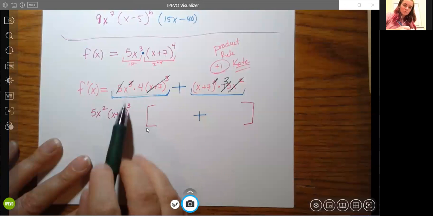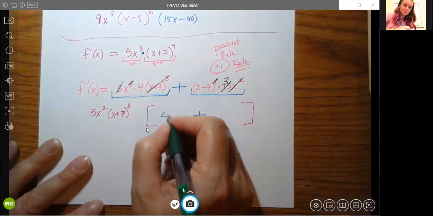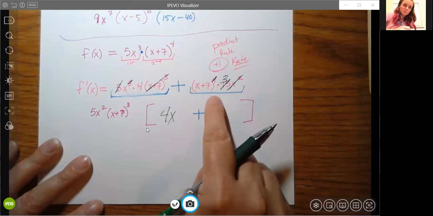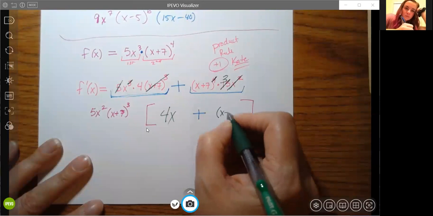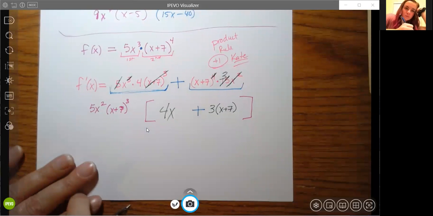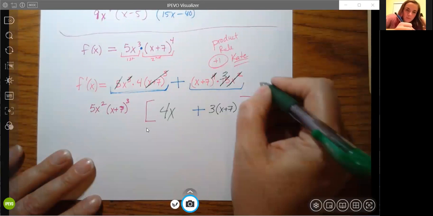All right, so then I can visually see what's left. I have an x times a 4, so that's this 4x right here. And what do I have left here? X plus 7 times 3.